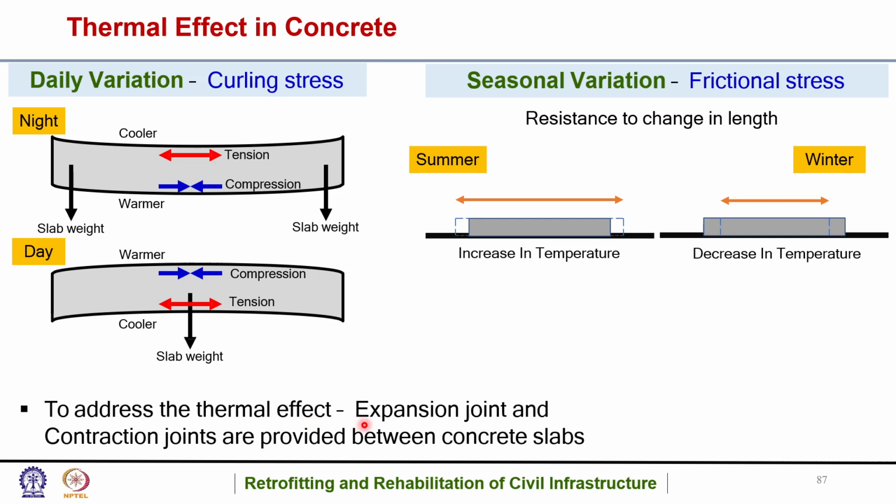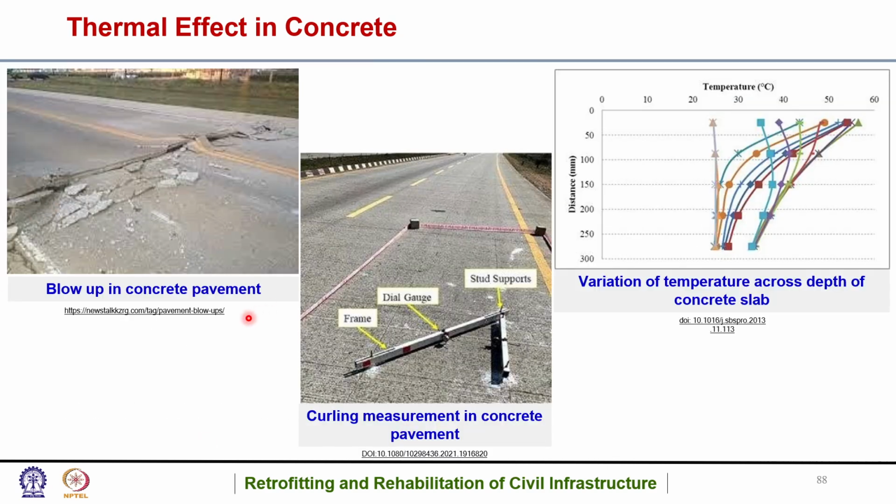So to address the thermal effect, expansion joints and contraction joints are provided between concrete slabs, so that they have adequate space for allowance of that variation. If we don't have that space, if we don't have that joint, it results in this type of behavior. Okay, so the concrete blow up in concrete pavement.